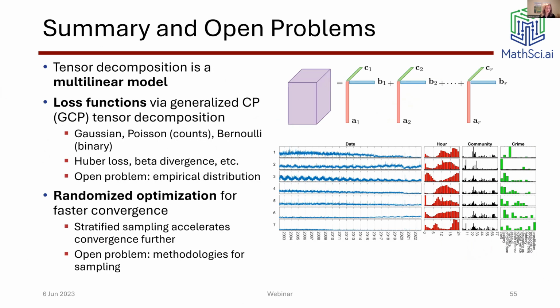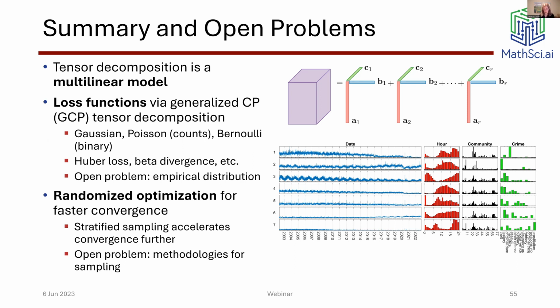I'll wrap up just to say that tensor decomposition is a multilinear model, so it's much more interesting than some of the linear models that are out there. The loss function that you use can make a big difference in the result that you get. You can use any loss function you want in the generalized CP decomposition. We talked today about the standard normal assumption, which corresponds to the standard way we do CP with least squares error. That's the Gaussian or normal distribution assumption. You can use a Poisson distribution for count data. You can use Bernoulli distributions for binary data, but you can use other things too.